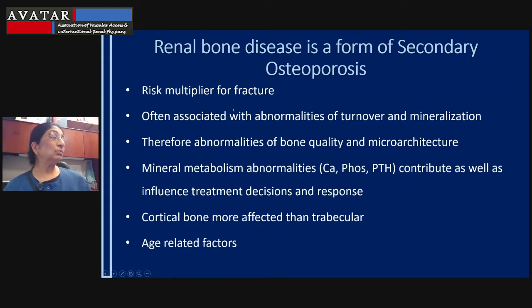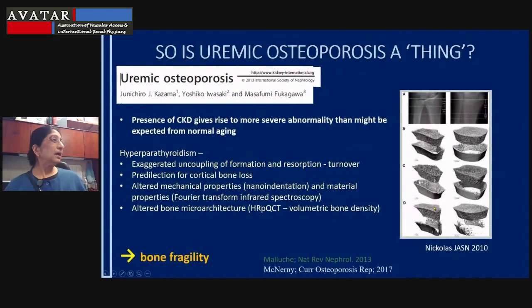And of course, through this entire understanding, we have to incorporate the fact that age-related factors cannot be dissociated from the osteoporosis that we see associated with chronic kidney disease. It's interesting that in 2013, Kazama et al. coined the term uremic osteoporosis to describe the low bone density seen in patients with chronic kidney disease. And they posited that the presence of chronic kidney disease gives rise to a more severe abnormality than can be expected from normal aging.